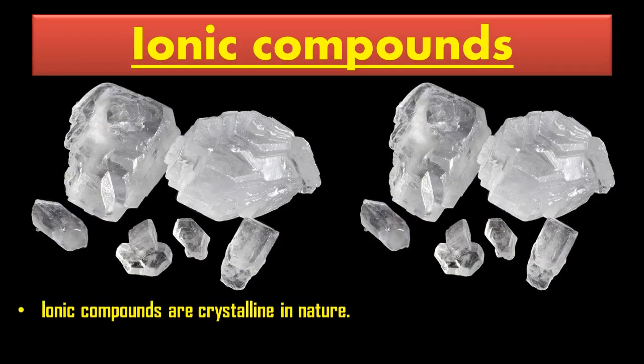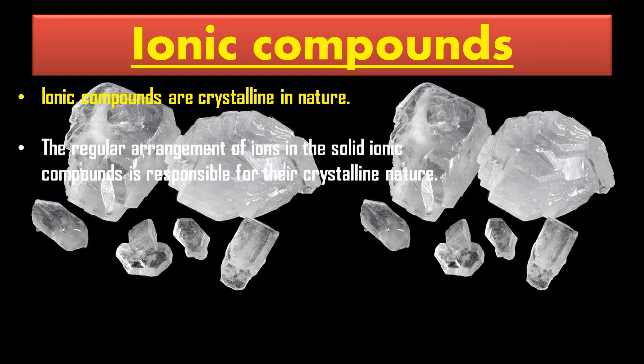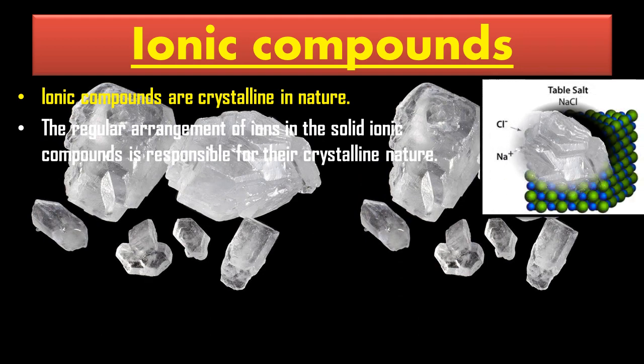Ionic compounds are crystalline in nature, as you can see in the diagram in the background, the crystals of an ionic compound. The surfaces of the particles of a crystalline substance have a definite shape and are smooth and shiny, and the regular arrangement of ions in the solid ionic compound is responsible for their crystalline nature. You can observe alongside the NaCl diagram.